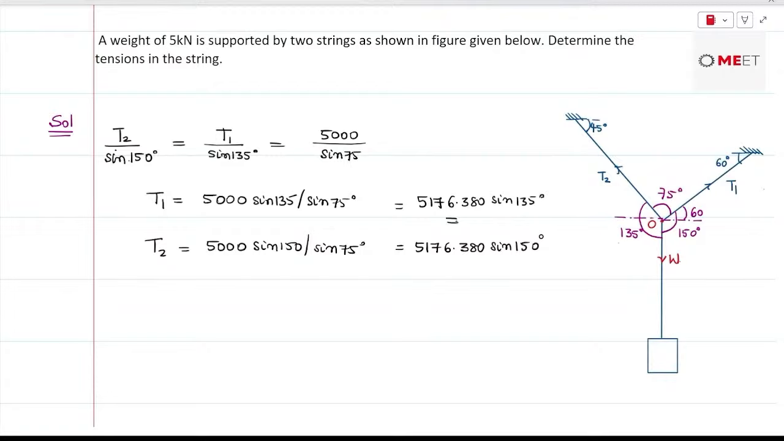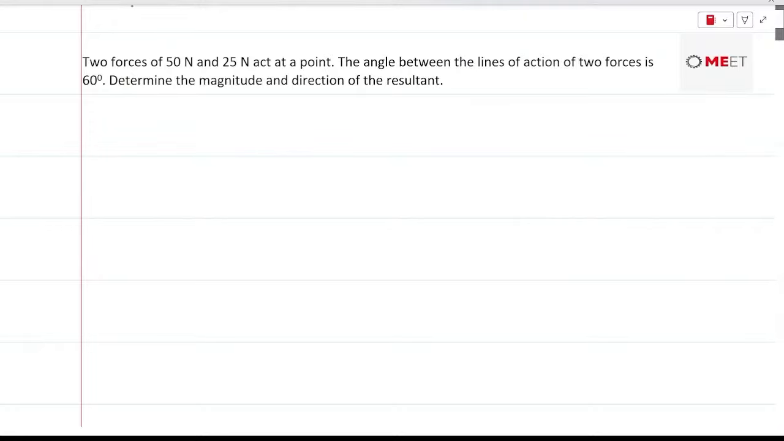So this is into sine 135, that is 0.707. This is approximately equal to 3659.701 newtons, and this is approximately 2588.190 newtons. And the angle between the two forces is taken as 60 degrees. The magnitude and the direction of the resultant is to be determined.